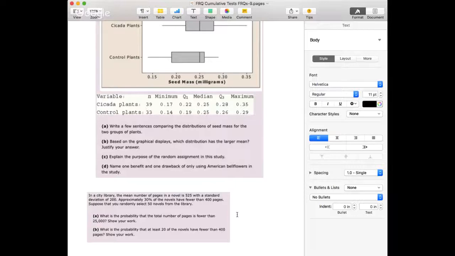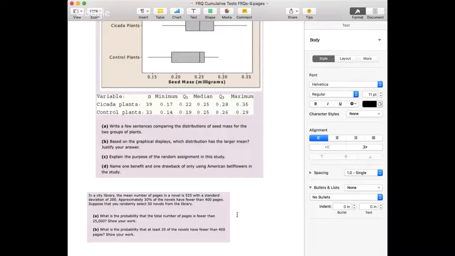It says that the mean number of pages is 525. So the mean, because it's in the population, is 525 pages. It then goes on to say it has a standard deviation of 200. Now this is a side note because I'm going to come back to this, but it then says that approximately 30% of the novels have fewer than 400 pages.